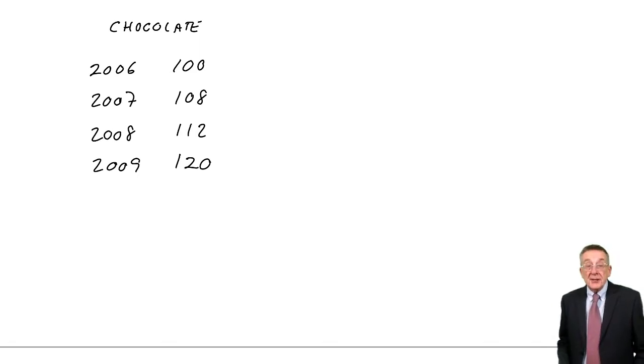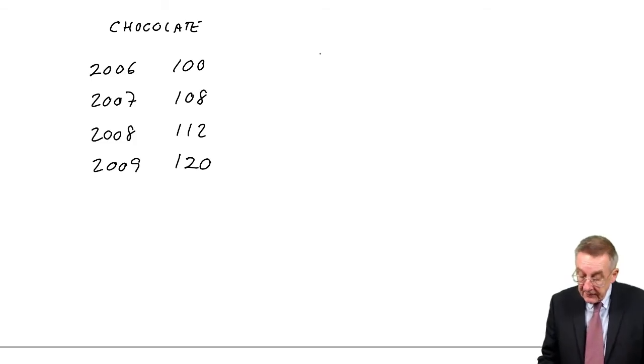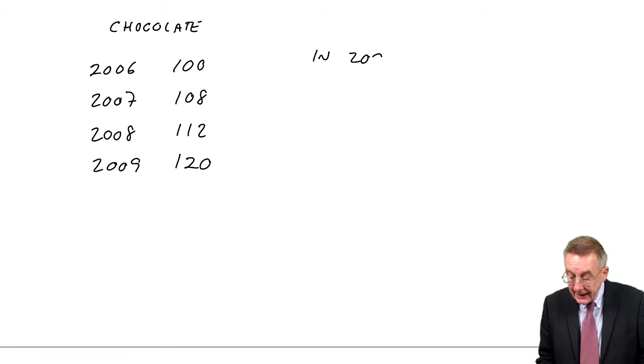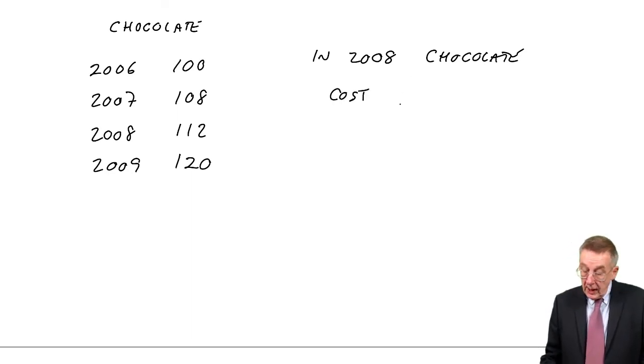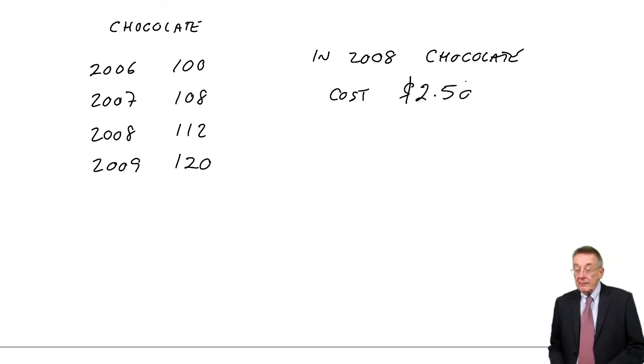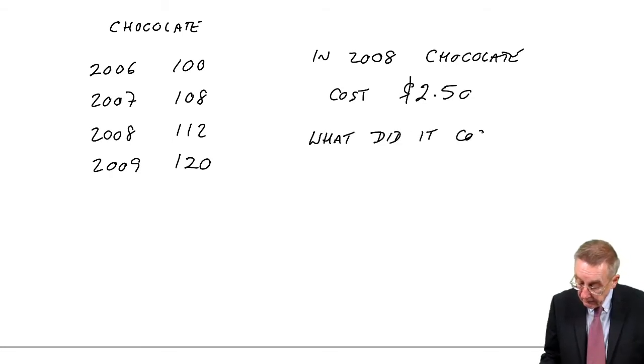Well, that's the sort of thing you could be asked. Now here, we haven't worked out the index numbers, obviously, they've been given to us. But suppose I tell you, in 2008, chocolate cost $2.50. What did it cost in 2007?